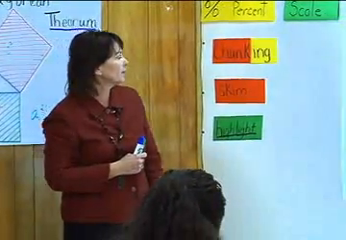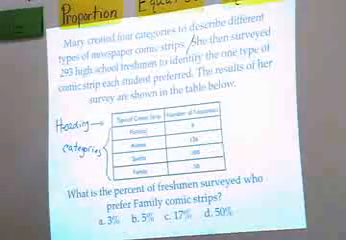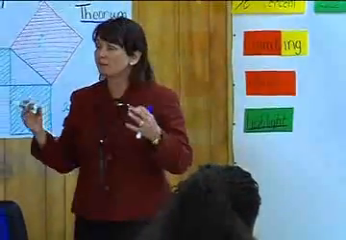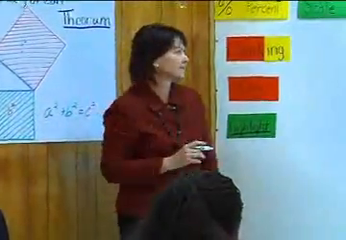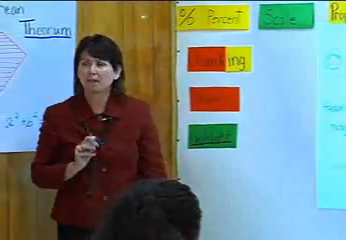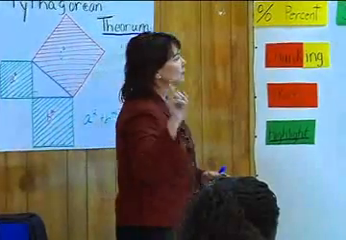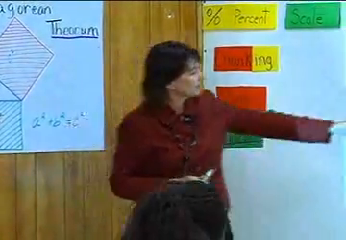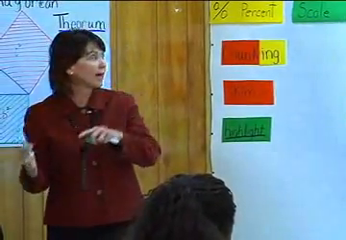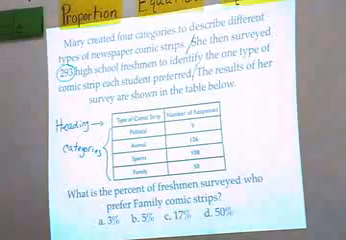She then surveyed 293 high school freshmen to identify the one type of comic strip each student preferred. Again, I'm going to stop. I'm going to look for anything that's really important. I may even rephrase. I'm chunking this. She then surveyed 293 high school freshmen. Okay, that's going to probably be important, so I'm going to circle it. And they each got to choose one type of comic strip. Well, that's telling me that these numbers here are what they chose. I'm making a connection between the graphic and the words that I'm reading. The results of her survey are shown in the table below.